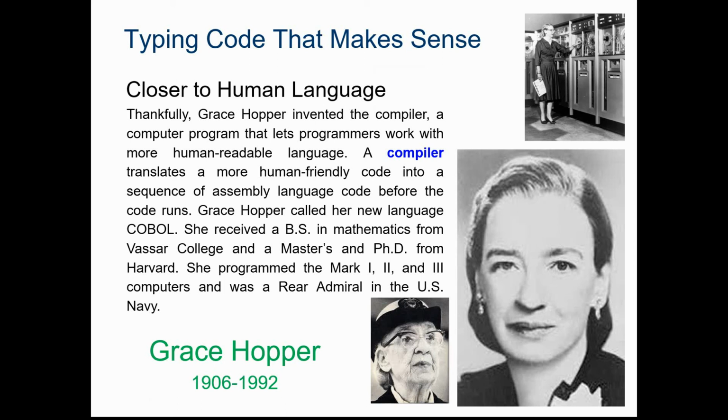In your reading, it's going to talk about a compiler, a computer program that lets programmers work with more human-readable language. Okay, we'll be programming in something that you can understand, but then that will get compiled into, in the end, something that's very difficult to understand, and that's only understood by computers, or assembly language. So a compiler translates more human-friendly code into a sequence of assembly language code before the code runs.